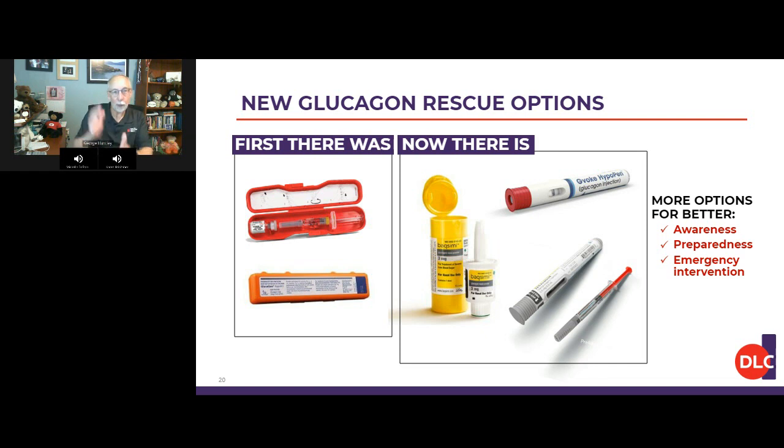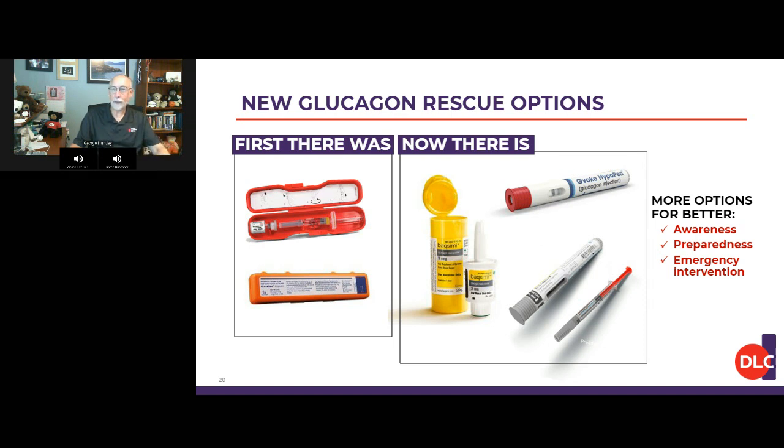Now you've got them where it's just a pen, or it's an inhalable. As long as the patient is breathing, you can pop it up their nose and they can do it. These are better options for emergency intervention, and also something that your plan should be covering. If you have somebody with diabetes who says, hey, I can't get these new glucagons, there's a reason they should have them. And again, it's a lot cheaper than going to the hospital.